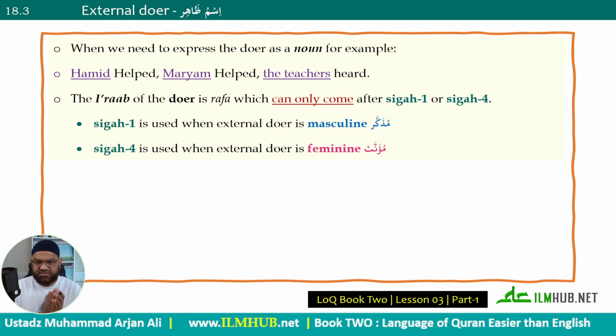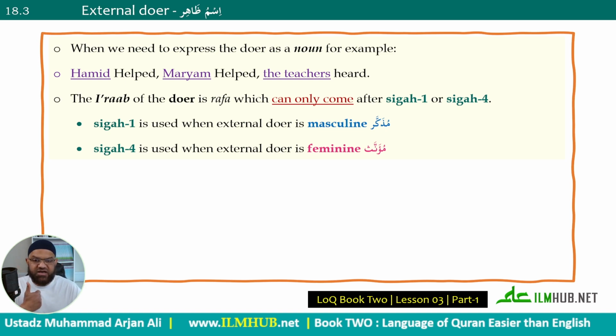Hamid helped. So in Arabic, you'll have to express that with a noun. You cannot do it with a pronoun. Maryam helped. Again, you have to express it with an ism. You cannot do it with a pronoun. The teachers heard. Again, you'll have to do that with a noun coming after the verb, which is rafa. So the point to note here now is that if the doer coming after the verb is masculine, again, you remember the gender, only 2 types, masculine or feminine.